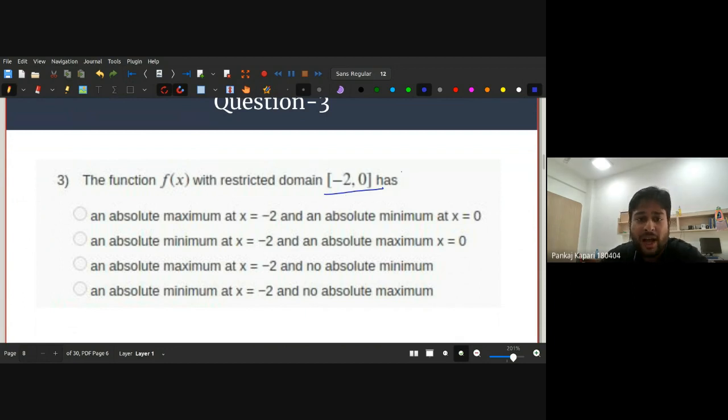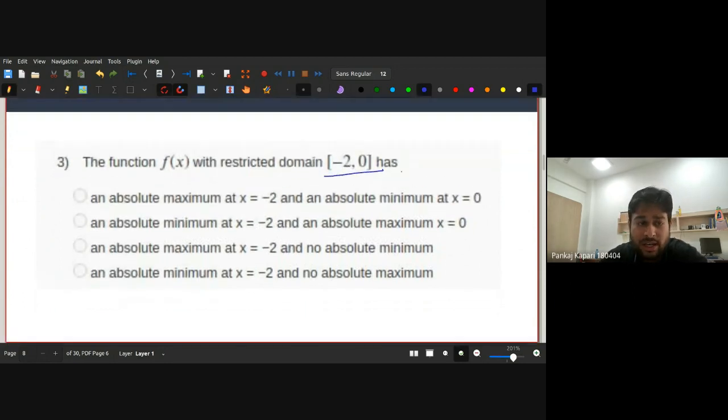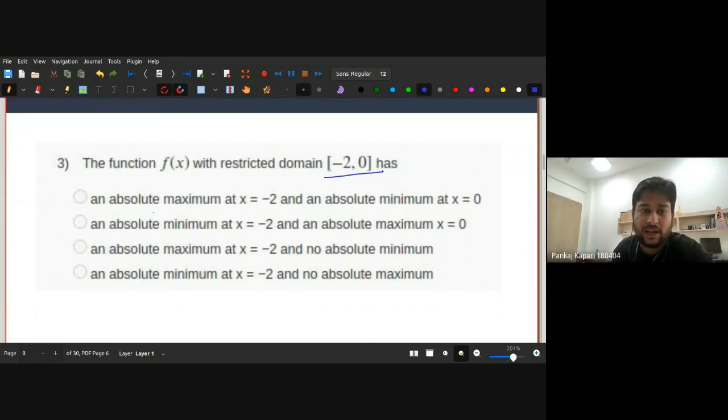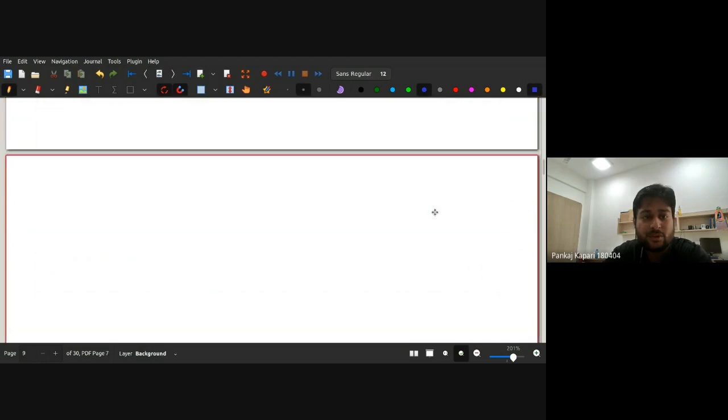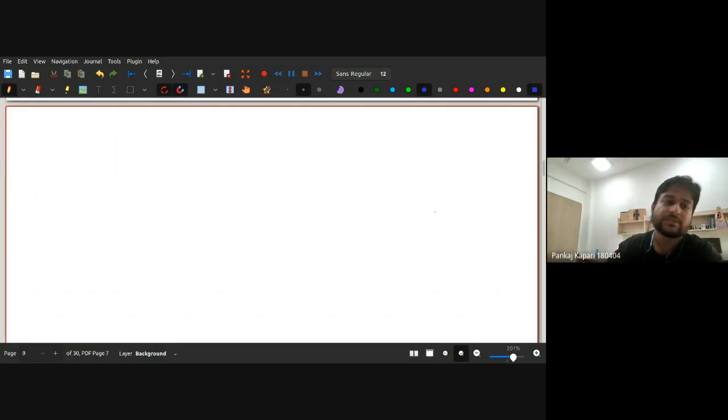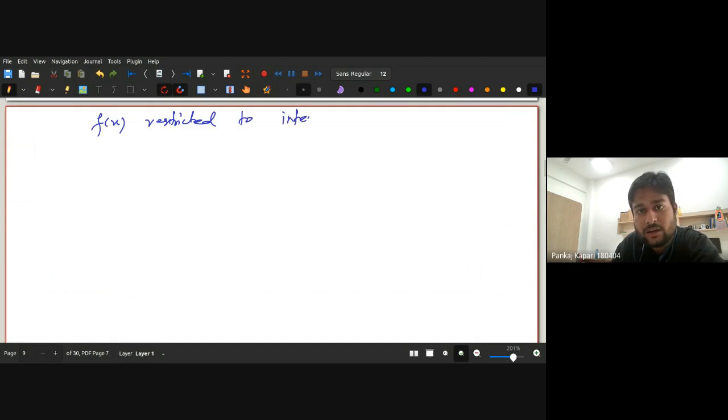So you can notice that the left-hand side and right-hand side of this interval both are the critical points, and inside the interval there are no critical points. In the options we are asked what are the points of absolute maximum and absolute minimum. This is an easy question. So we have again the same f(x) restricted to the interval [-2, 0].